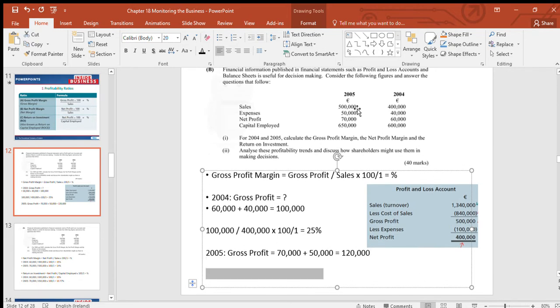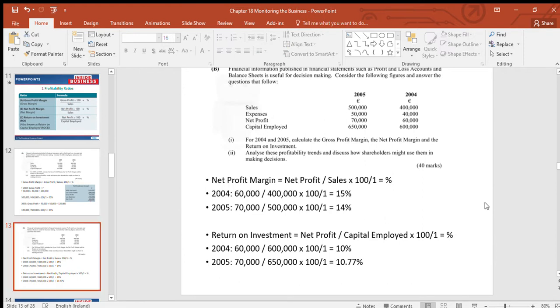If I know my sales are 500,000, therefore 120,000 divided by my sales of 500,000 multiplied by 100 over 1 gives me my gross profit percent for 2005, 24%. And that's that one done. Next one here, I have these just left out because these ones were more straightforward.